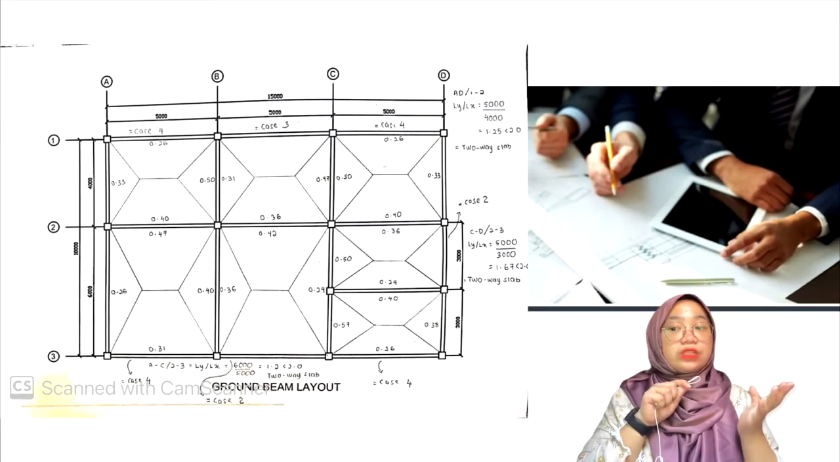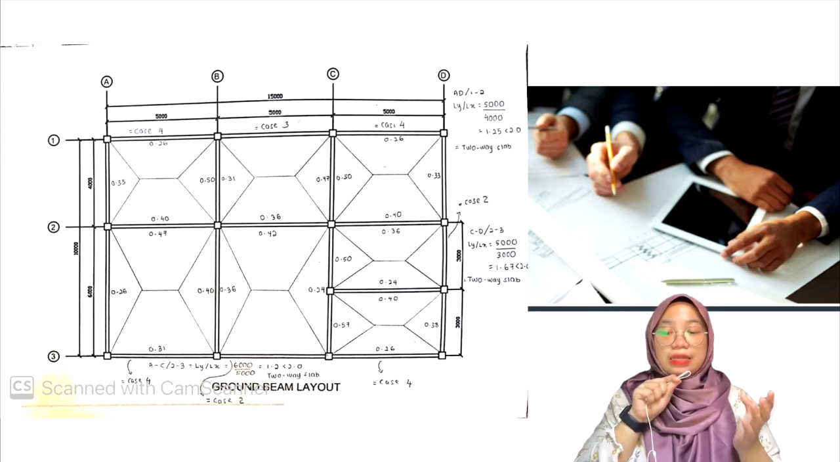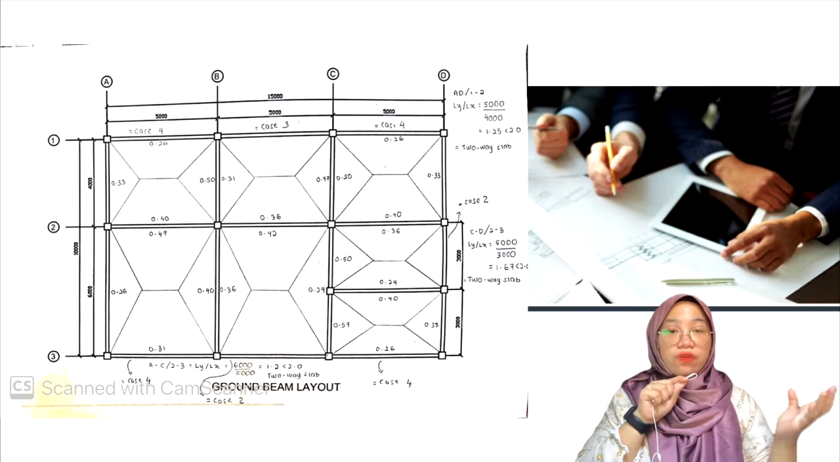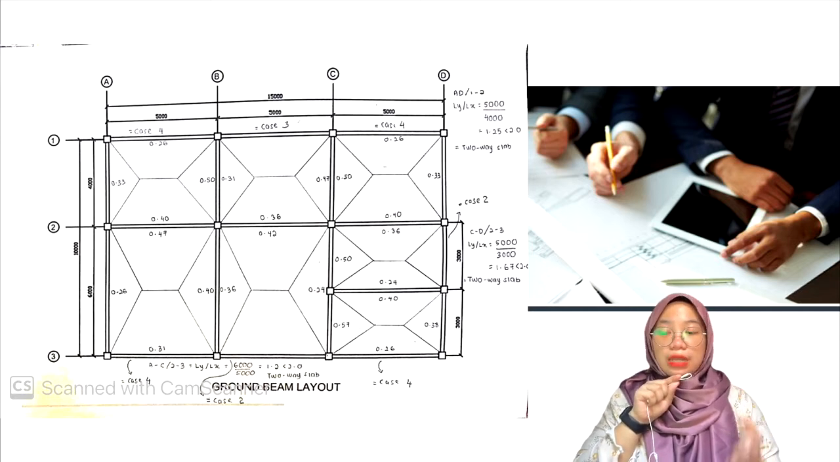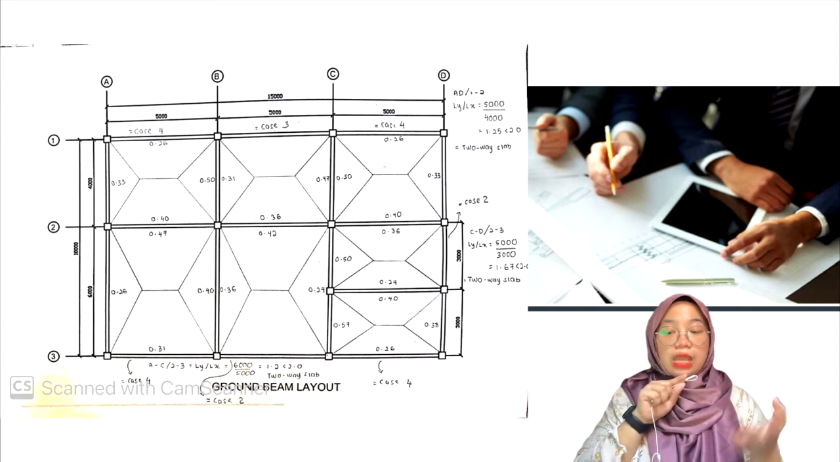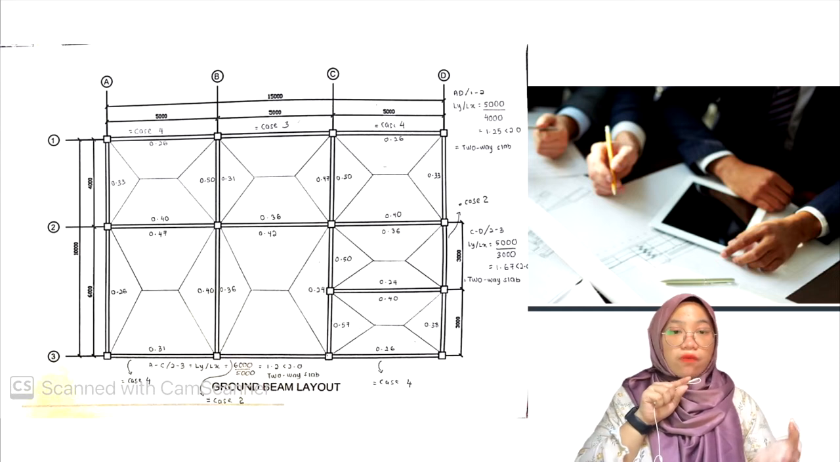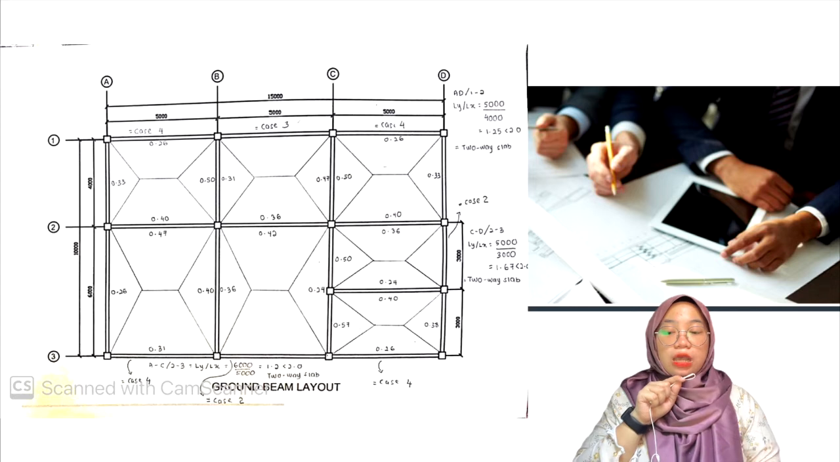This is the layout of shear force coefficient for ground floor to all slab panel. For panel AD or 1, 2, Ly over Lx 5000 over 4000 is 1.25. So this is a 2-way slab. And for the panel A to C or 2, 3, Ly over Lx 6000 over 5000 is 1.2, also a 2-way slab. And for the panel CD or 2, 3 is 5000 over 3000 is 1.67, also a 2-way slab.